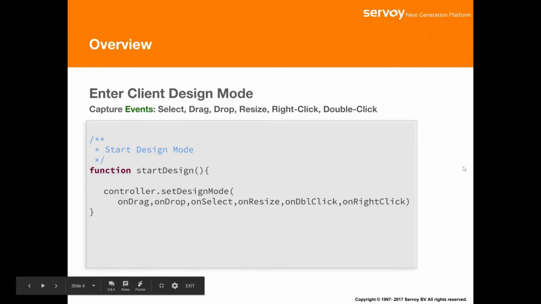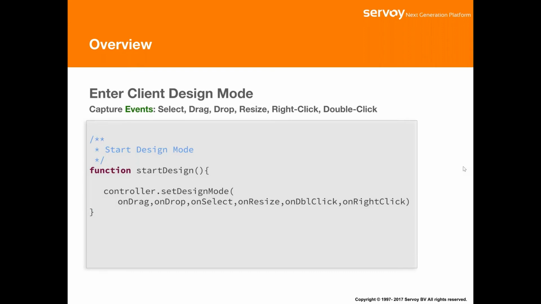So step one is to enter client design mode. This is done on the controller object of the form. And when you set design mode, you can pass in the handlers. I should point out that this is an overloaded method, meaning you don't have to implement all of the handlers. You could just pass in on drag and on drop, for example. You don't have to handle all of them. But in my case, I handled everything but right click.